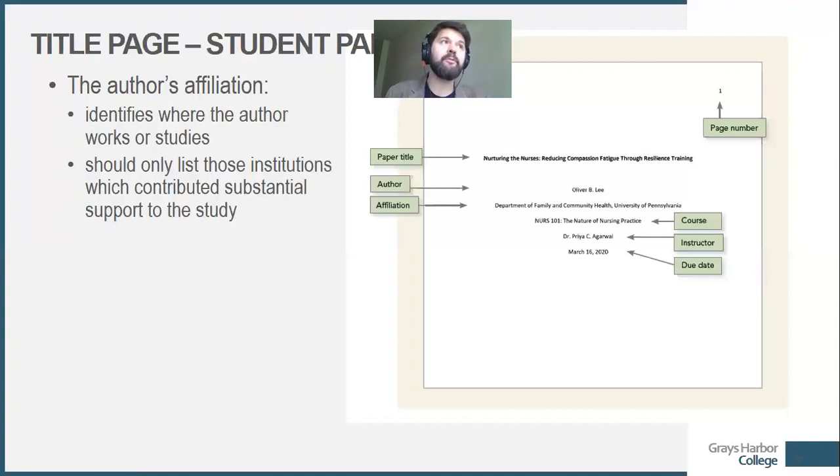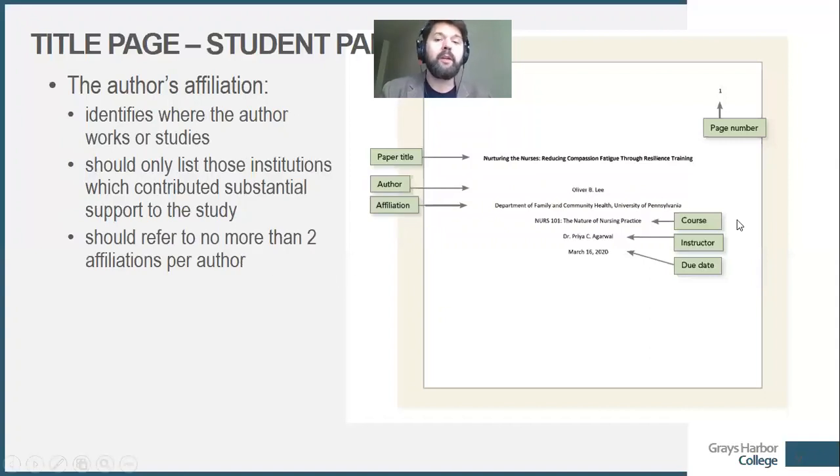Now there may be times, for example, if you're a nursing student and you are doing your clinicals, and so you're going to the hospital every day and you're writing up a report about what you do there at the hospital, in that situation, both those institutions are contributing substantially to that study. So then you would list both of them. You shouldn't include more than 2 affiliations in general for a title page.